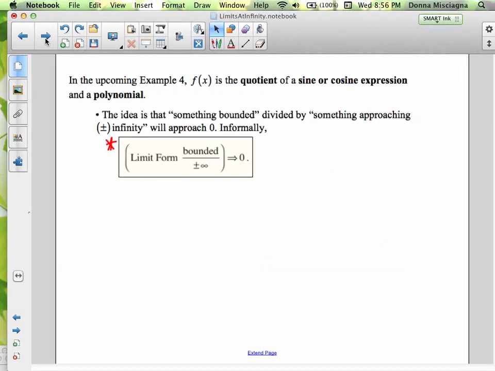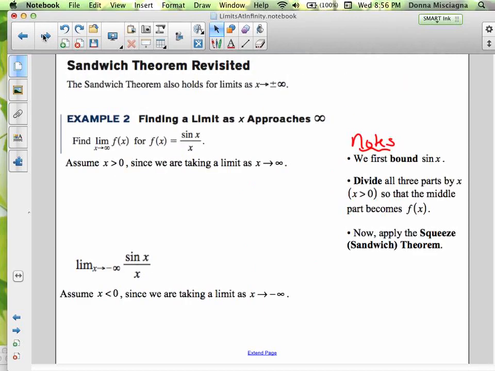So the limit of the form of something bounded divided by something increasing or decreasing without bound is going to approach 0. In this case, we have our something bounded, and that's sine x. So we need to bound sine x, and we're going to use the sandwich theorem for this.